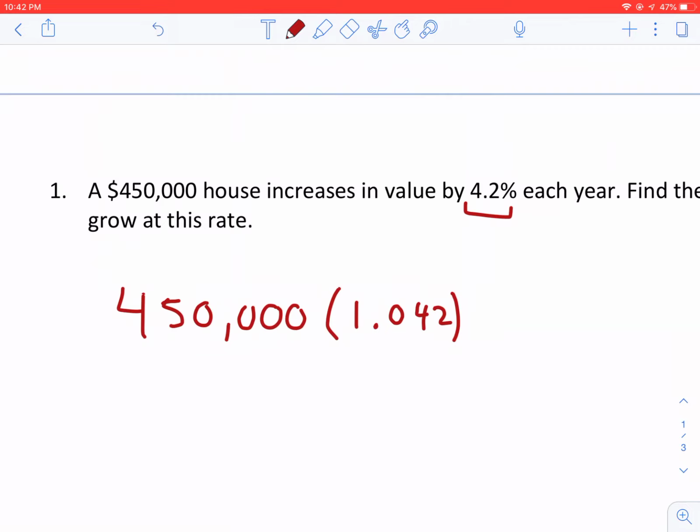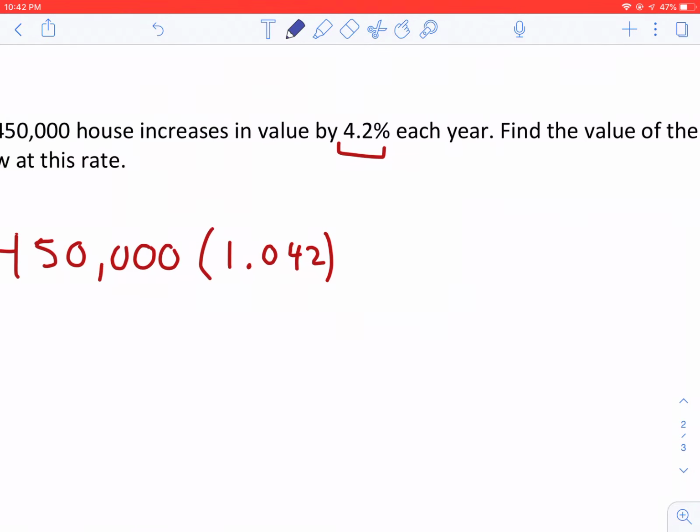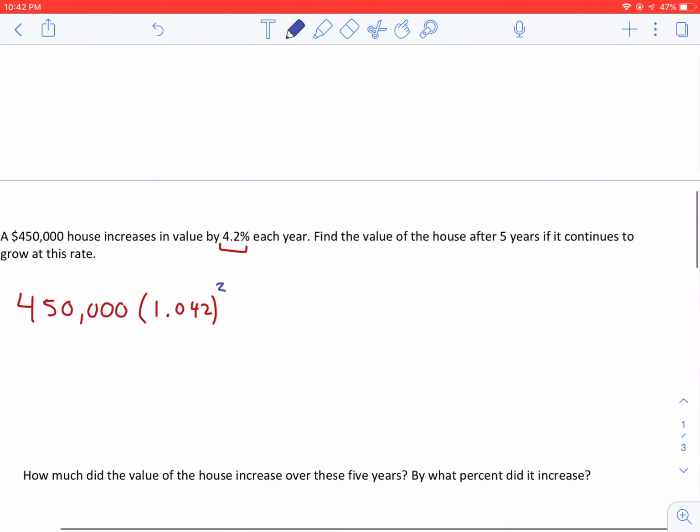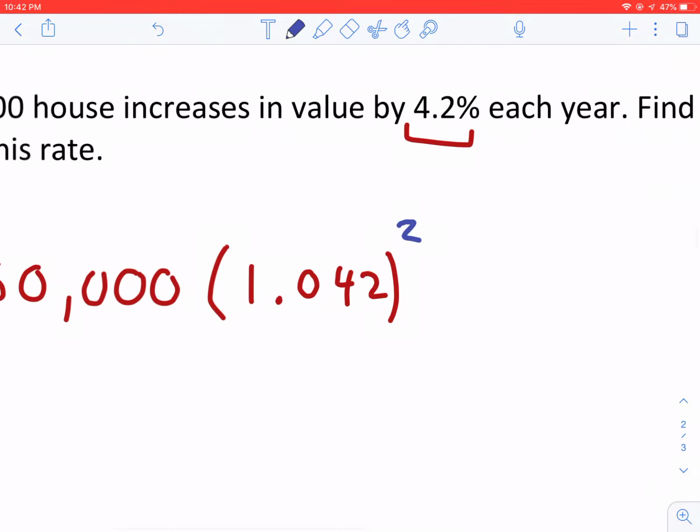To find the value of the house after 2 years, I can multiply by 1.042 twice, or squared. So to find the value of the house after 5 years, I'm going to multiply by 1.042 5 times.